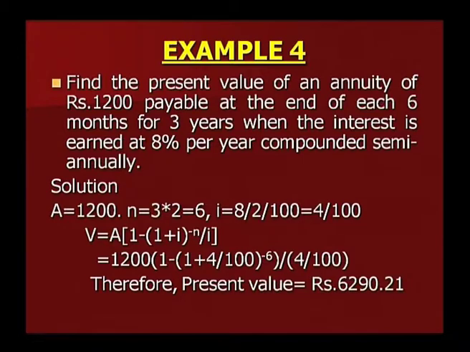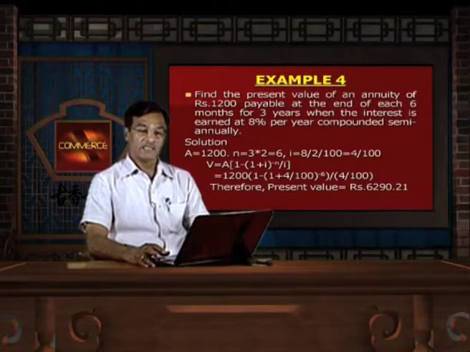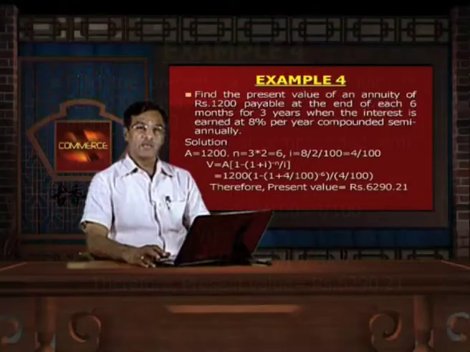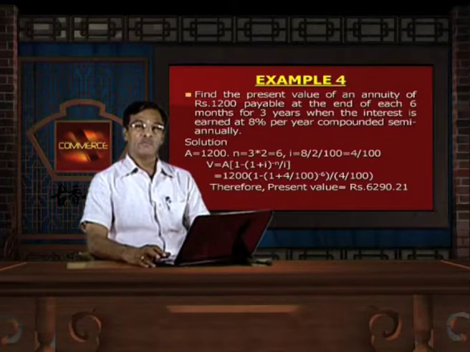6290.21. Here in this problem, we have calculated the present value by doubling the time period, because the interest is compounded semi-yearly and we have half the rate of interest. 8% is given, we have taken 4 upon 100 as I. From this example, I tried to explain you the calculation of present value of annuity using compound interest annually and half yearly.